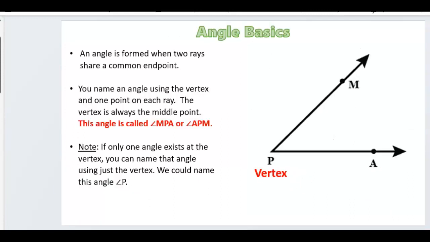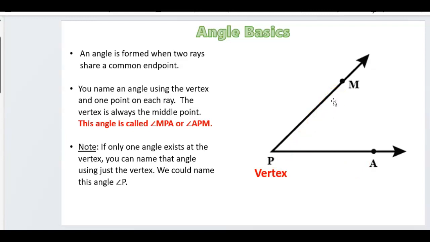So first up, naming an angle and what is an angle. An angle is formed when two rays share a common endpoint. So we have two rays here, they share a common endpoint P. And I name an angle using three letters, one from each leg or ray and the vertex. So I can name this MPA or APM. The vertex always has to be in the center when you're naming an angle.